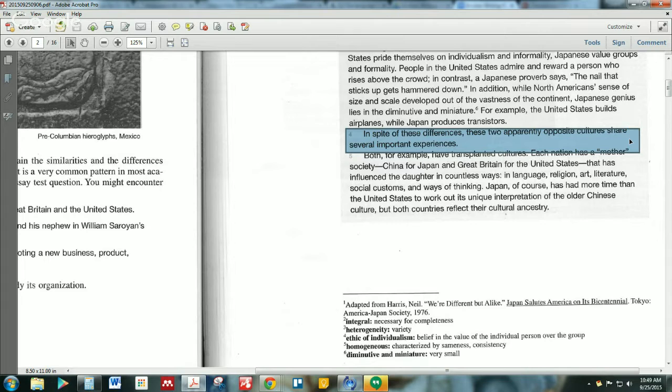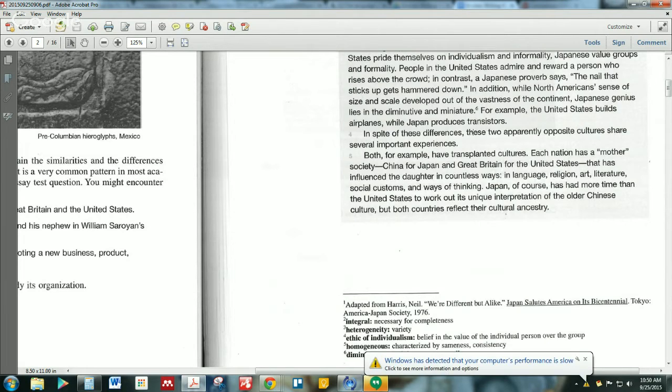The function of the paragraph is that it sets up the difference between paragraphs 2 and 3, our comparison. "In spite of these differences, these two apparently opposite cultures share several important experiences." So we know that in spite of these differences, this talks about paragraphs 2 and 3, and the rest of the essay will talk about similarities. So you have the differences at the beginning and then similarities at the end.